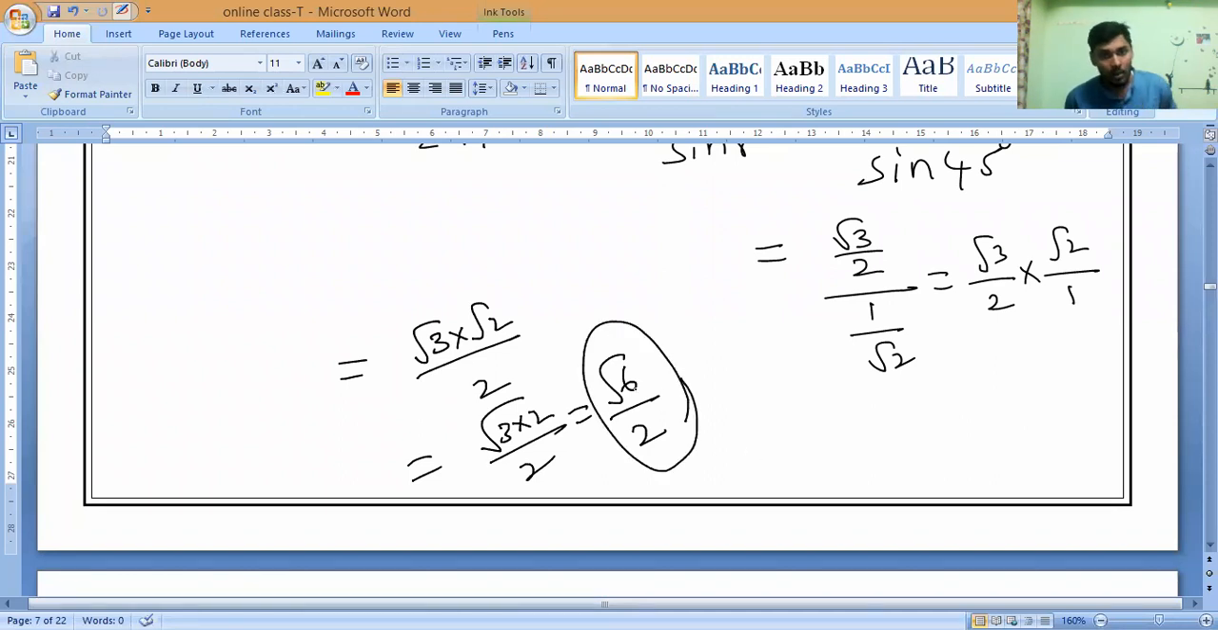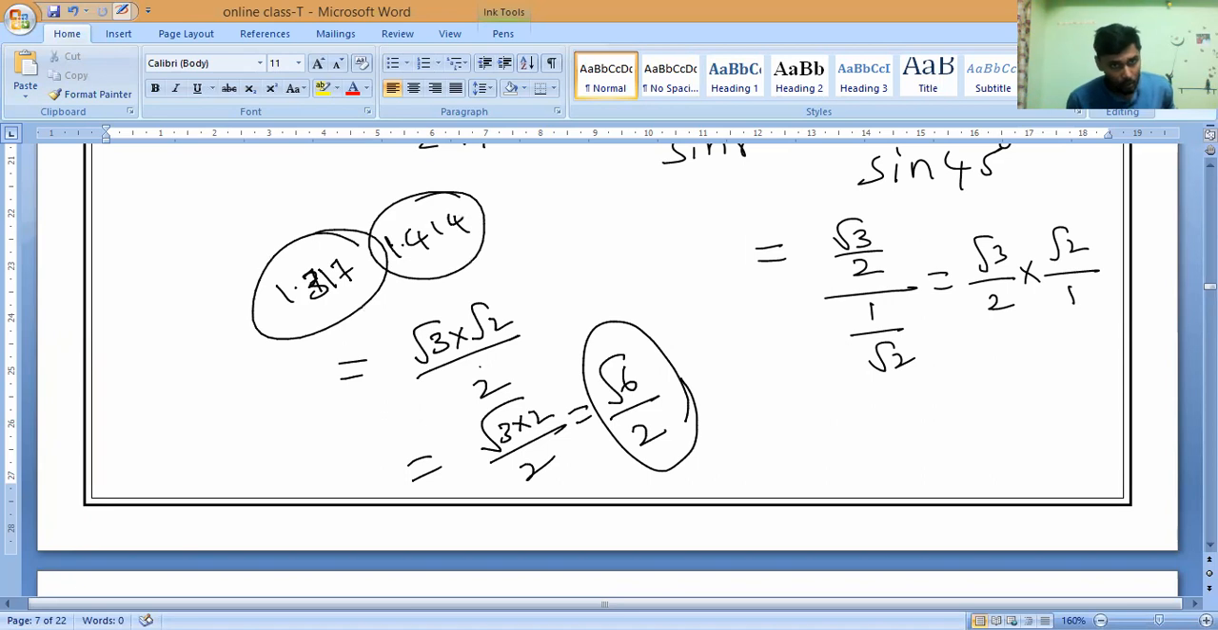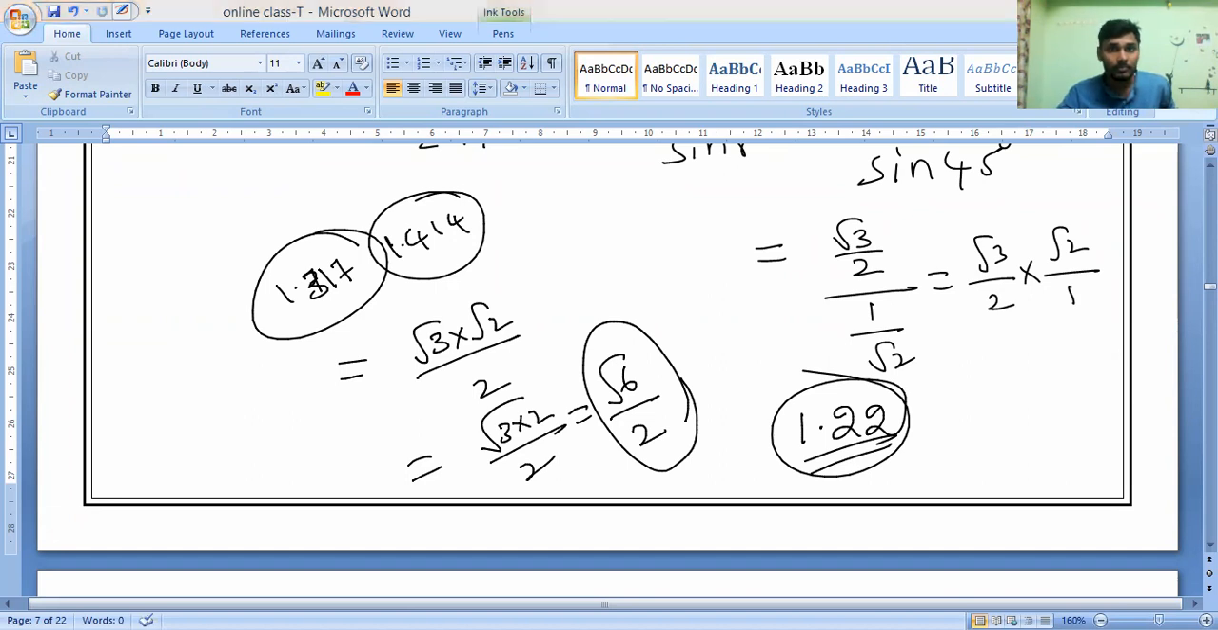Understand, everybody? Now, sir, if they have given decimals, then what do we have to do? Very simple. Root 3 value you know is 1.732, and root 2 value is 1.414. Like these, only perfect, known values they will give you. You will get the answer 1.22. That's all. Have you understood this question? Any doubt you can ask. Clear, guys?